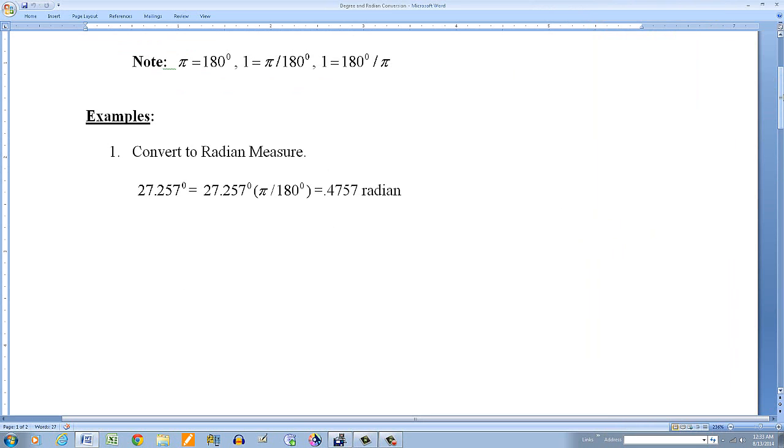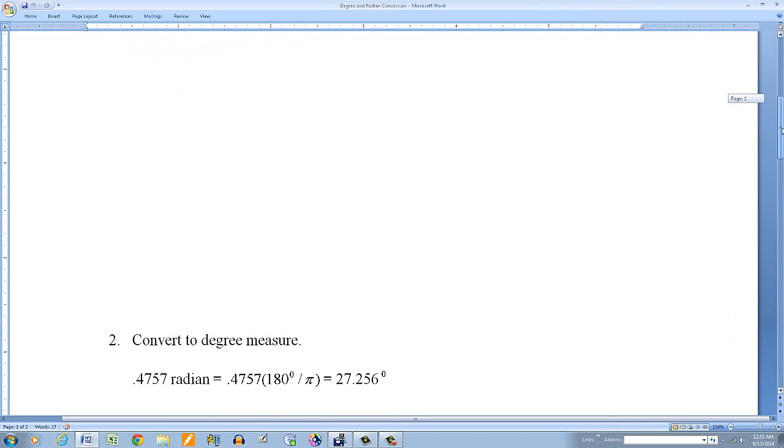Okay, so that's how you can convert from radians to degrees or degrees to radians. Do it manually or using the calculator.